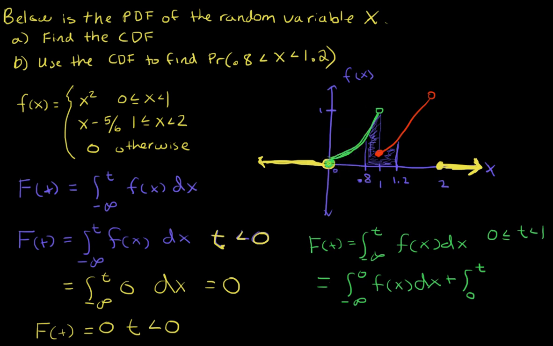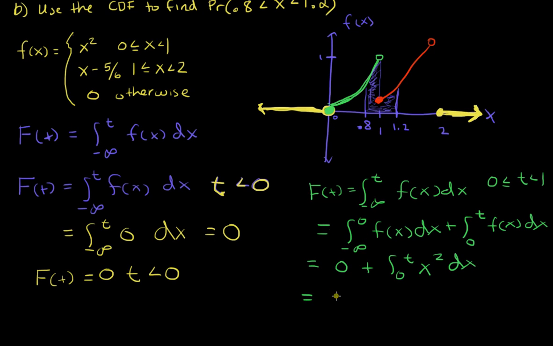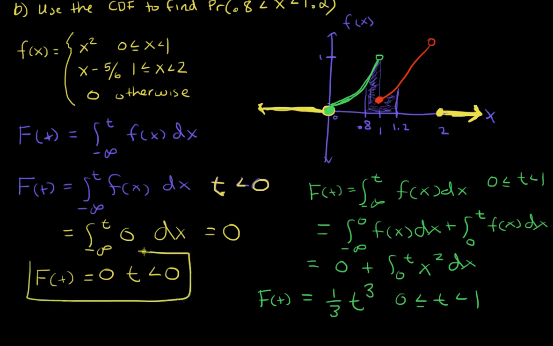So 0 to any value between 0 and 1 of f of x dx. All right, this piece is 0. This piece is x squared. And so when you do this integral, you get 1/3 t cubed. All right, so F of t equals 1/3 t cubed when t is between 0 and 1. So this is the first piece, and this is the second piece.